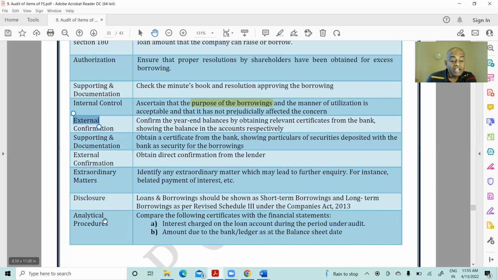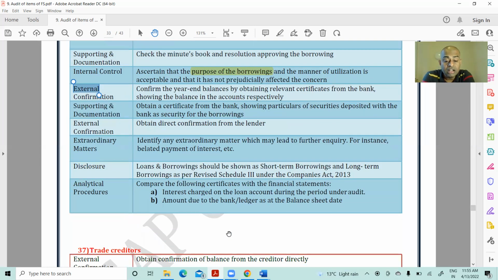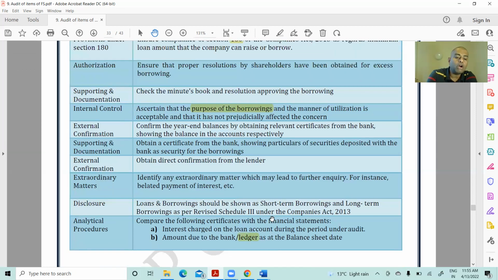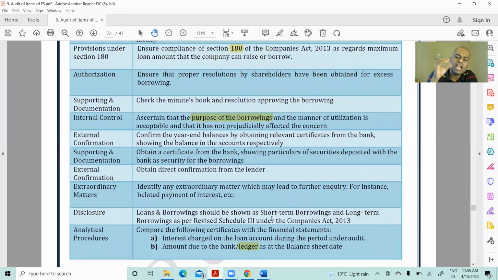Analytical procedures means calculation of ratios, comparison of relationships and all. Compare the following certificates with the financial statements. 1. Interest charged on loan account during the period under audit. 2. Amount due to bank or lender as at the balance sheet date. It should be lender, not ledger. It is lender on the date of balance sheet. So this is for all long-term loans. Whatever the name of the long-term loan is, this is how you need to verify.